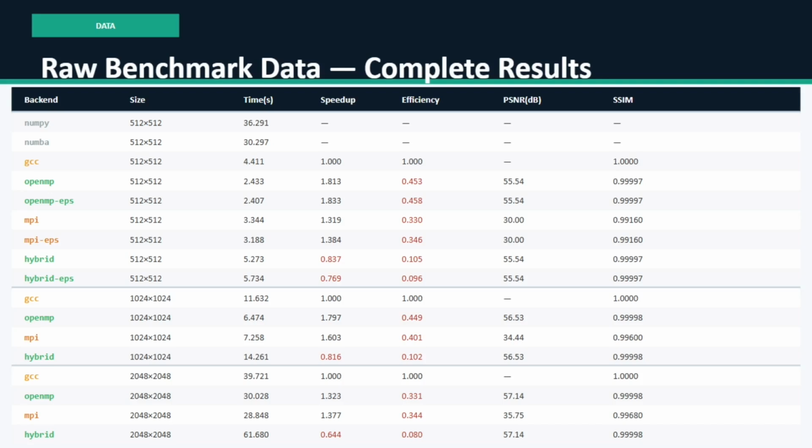The PSNR, the peak signal to noise ratio column, shows the MPI at 30 to 35 dB versus everyone else at 50 to 57 dB. And the Python backends have no speedup column because they are the how-bad-can-it-get reference point. They are the error reference point. And the GCC is 13.7 times faster than NumPy, just from compiling to native code, before any parallelism, because the C++ native code will always be faster.